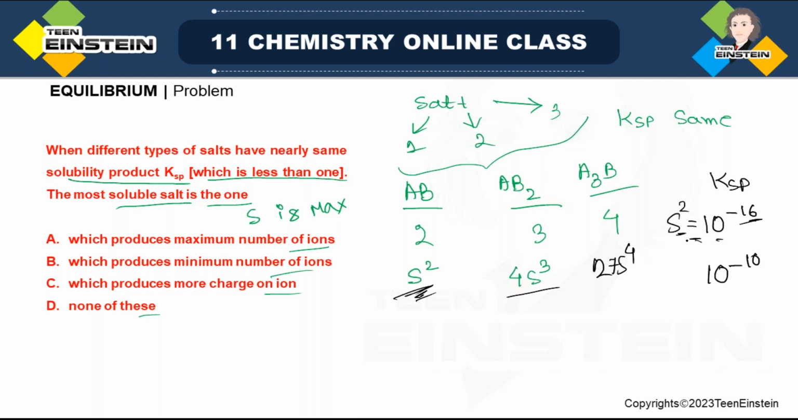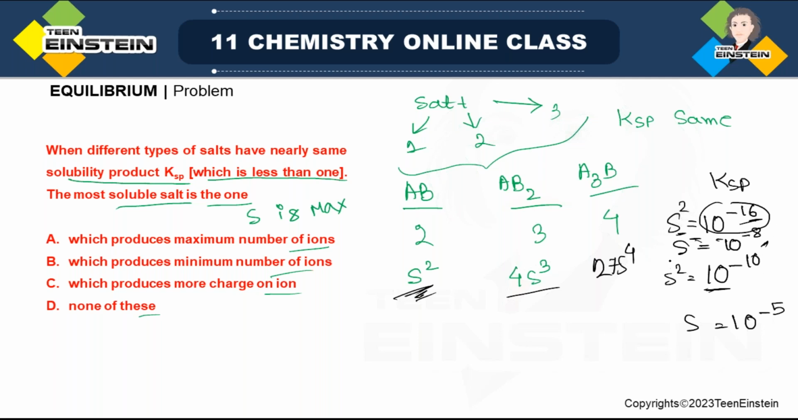Sorry, greater than this. That means if it is equal to S square, S will always be equal to 10 to the power minus 8. Similarly, suppose in this case, it is also equal to S square. So S will be equal to 10 to the power minus 5. So when this negative power is very high, the corresponding S is also obviously lesser than this.